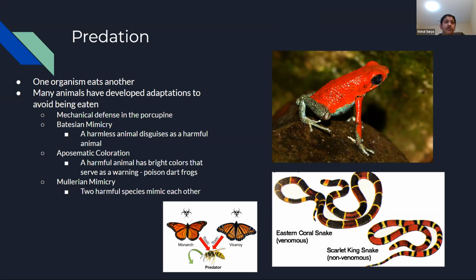So Batesian mimicry is when a harmless animal disguises itself as a harmful animal. So right here would be a good one. You have the eastern coral snake and the scarlet king snake, which is non-venomous. But the eastern coral snake, which is venomous, they basically look the same. So if an organism knows not to eat the eastern coral snake, it will know not to eat the scarlet king snake because they basically look the same. So this one can have a defense against it.